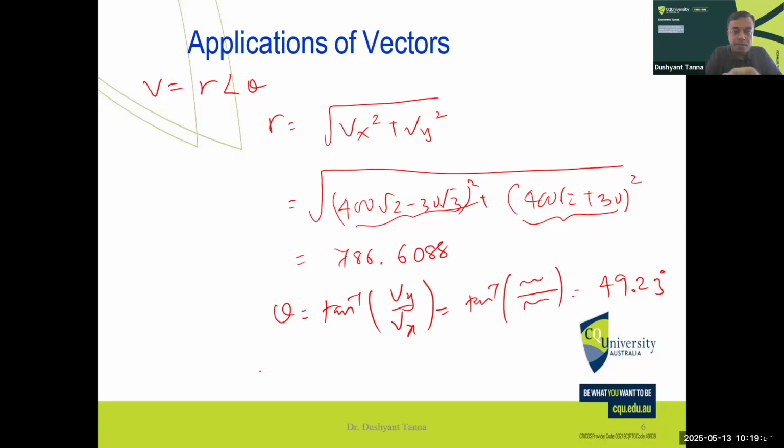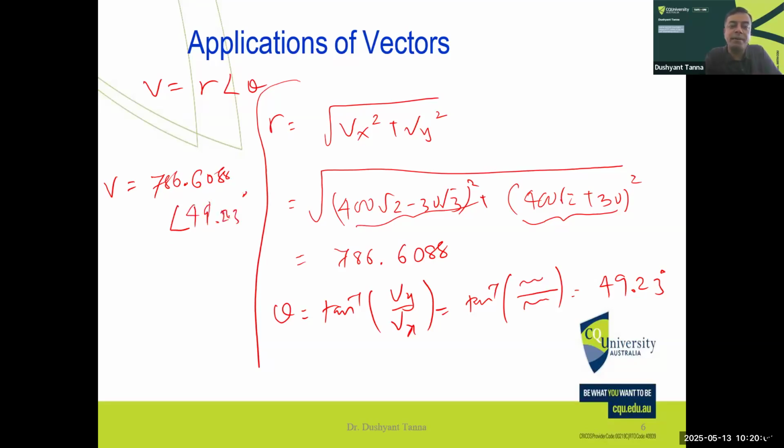Finally, V is equal to R, which is 786.6088, and the theta is 49.23 degrees. Sometimes radian number is helpful, but when we are given every piece of information in degree form, it's better you keep it in degree form, right? So make sure your calculator is providing you results in degree mode.